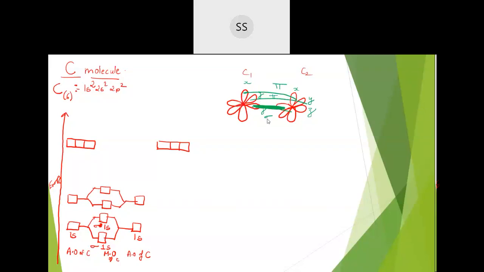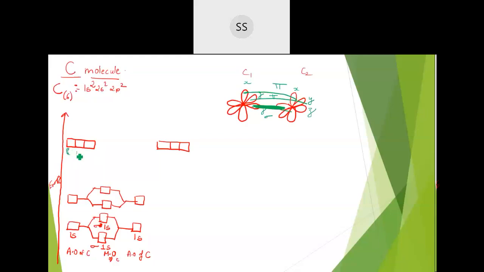Okay, so you are getting one sigma bond and then two pi bonds. So even here when you are drawing this, we have one px, this is py, and then pz. Okay, this side also we are having px, py, and then pz. So here one will be the sigma bond.